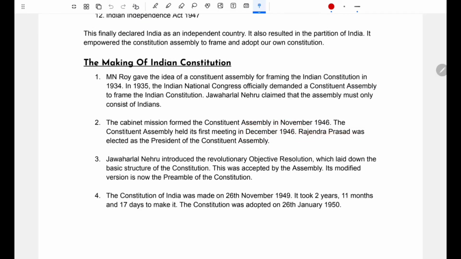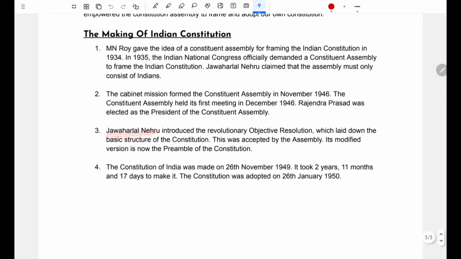Rajendra Prasad was elected as the President of the Constituent Assembly. Then Jawaharlal Nehru introduced the Revolutionary Objective Resolution. This laid down the basic structure of the Constitution. This was accepted by the Assembly, and its modified version is now the preamble of the Constitution. The Constitution of India was finally made on 26 November 1949. It took approximately 3 years to make it, and the Constitution was adopted on 26 January 1950.